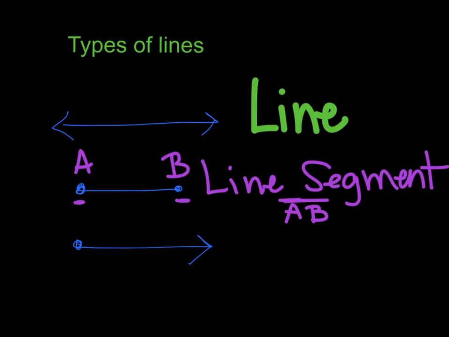The one at the bottom is called a ray, and this is a line that has an endpoint, so I'm going to label my endpoint C. Okay, and it goes on forever, but it goes on forever in only one direction.